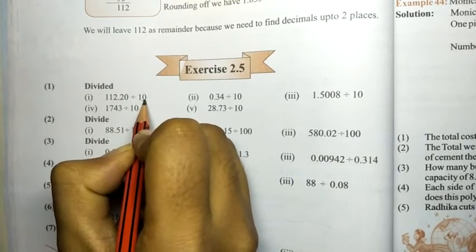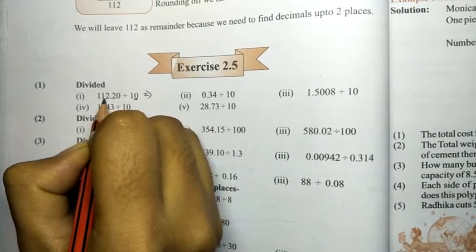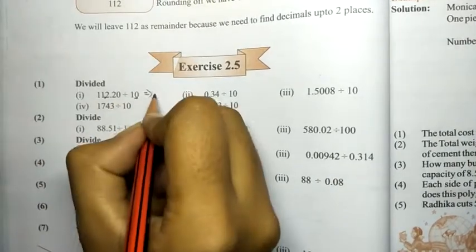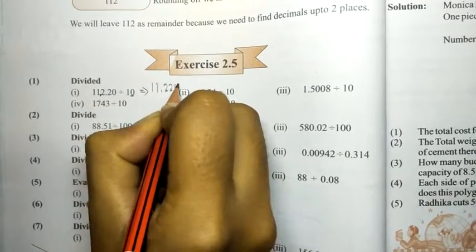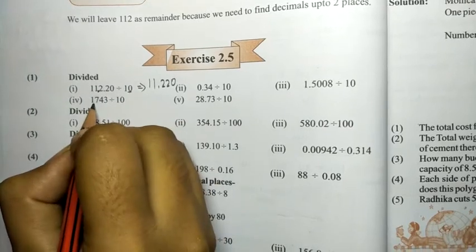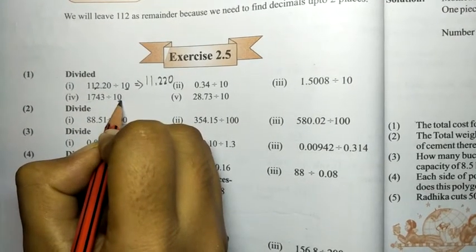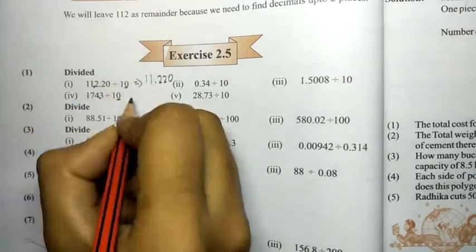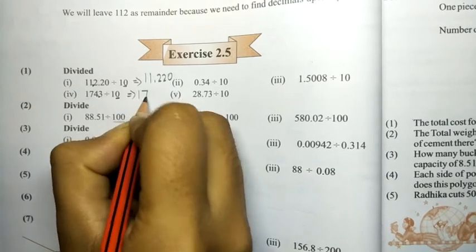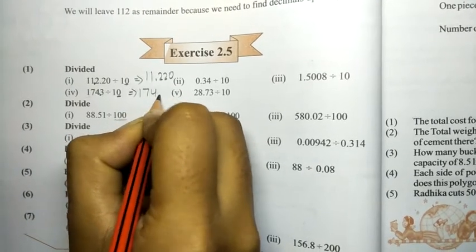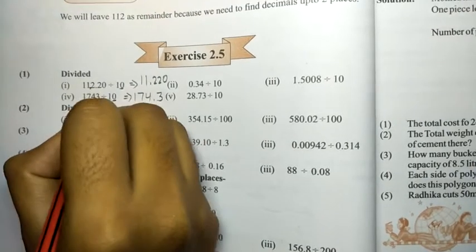You can see this is 10, so this number will give you one more jump from this and your decimal will be placed here, so the answer will be 11.220. In this you can see there is no decimal at all, so you will jump only one digit, it will be here and your answer will be 174.3, because it's having one digit only and there is no decimal, so we have to put the decimal here.